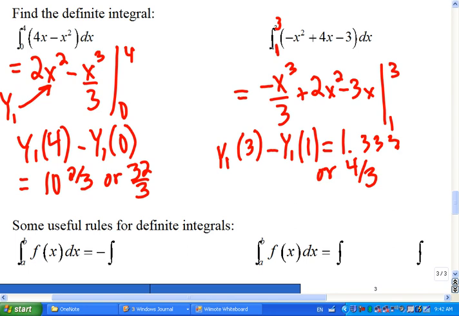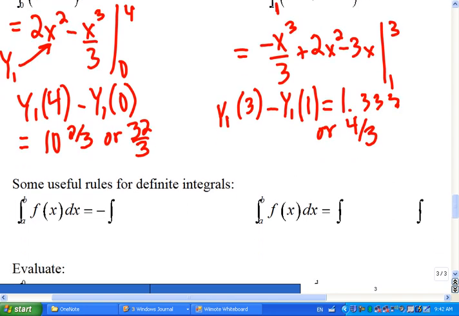Okay, so the last thing that we're going to take a look at today is a couple of rules, and these rules will be easier to understand if you think geometrically about them, and you think about the picture. So for the first one, if I take the integral from a to b, and then I flip it from b to a, this negative sign has to be put in there.